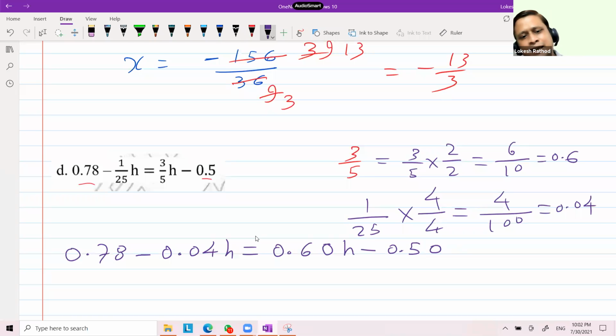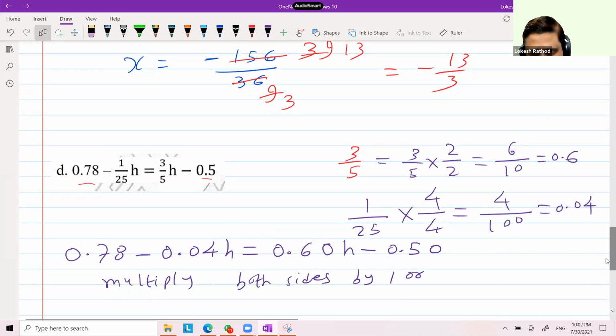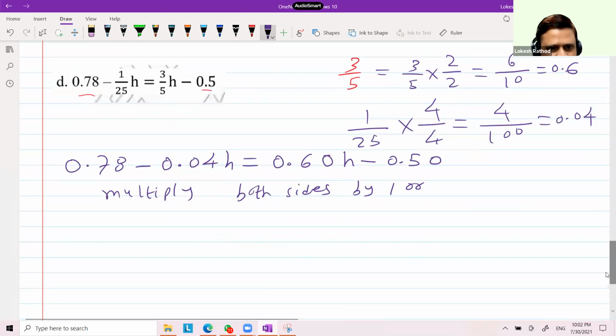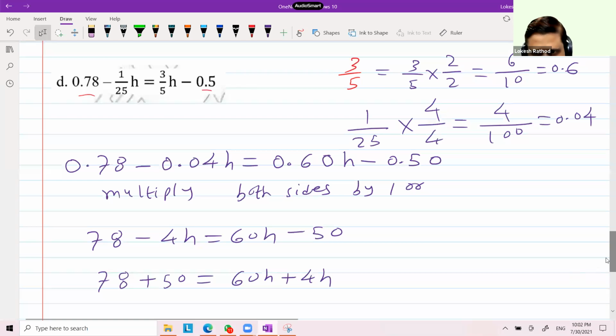So I multiply all the terms, are you getting it? Multiply both sides by 100. So what will happen? Decimal will be removed. Are you getting it? Decimal will be removed. So it becomes 78 minus 4h equal to 60h minus 50. Now this question is very easy, right? So numbers on one side, so say 78 plus 50. Variables on the other side, 60h plus 4h. Okay. Now we can solve it.